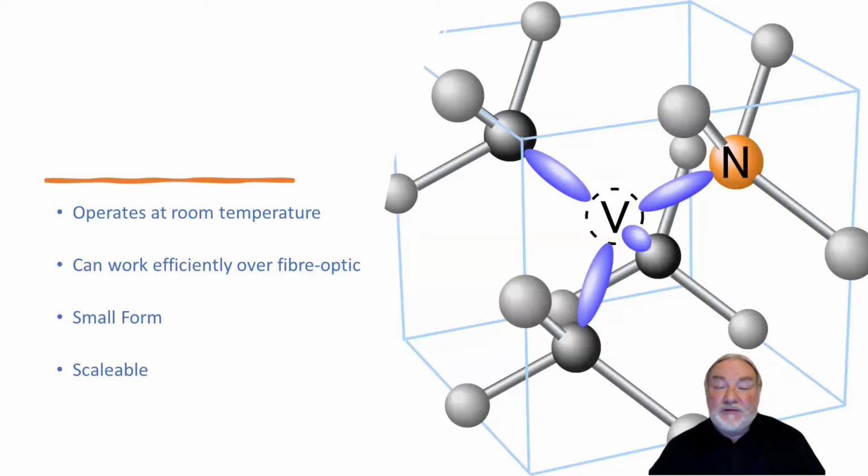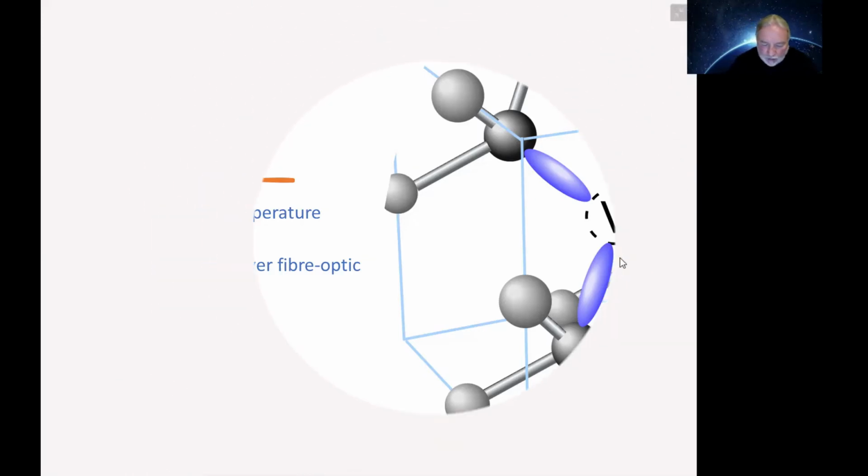First of all, it operates at room temperature, which is obviously a big plus. It could also work efficiently over fiber optic because it is essentially optical in nature, and I'll explain that later. It's a small form, so already there are quantum computers coming out using NV-centered, and they're the size of a small suitcase, and they are very scalable. So it's all very exciting, but let me take you through how it actually works.